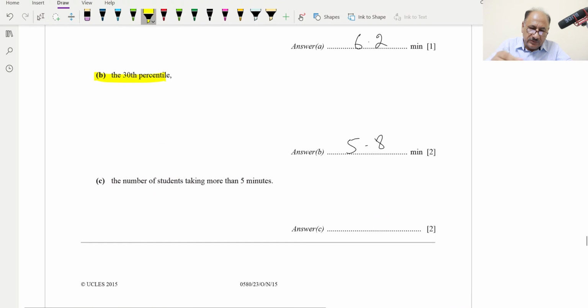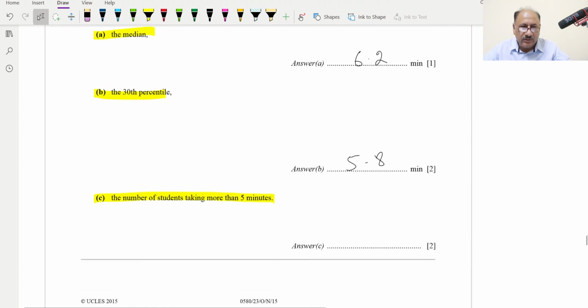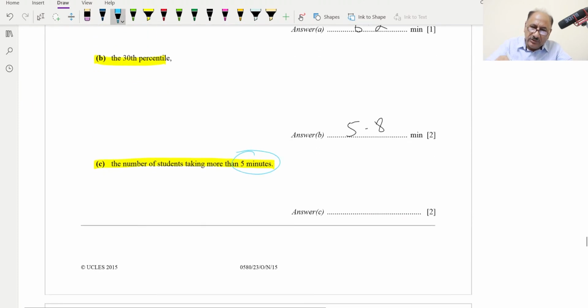Now the next part is the number of students taking more than 5 minutes. 5 minutes is up to this one, and this reference will be over here, which is 10. So if I draw again accurately, this is 10. So 80 minus 10 will be more than that. More than 5 minutes is required. So 80 minus 10 will be equal to 70, and 70 will be our answer.